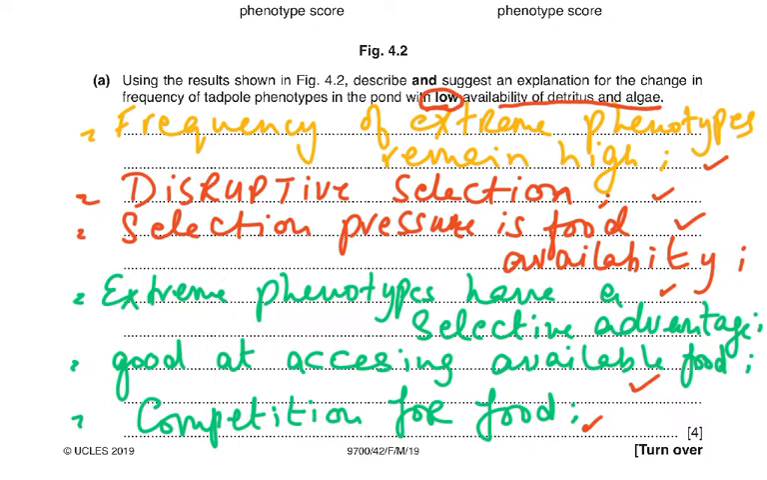So extreme phenotypes have a selective advantage. This is the English that we expect you to write when you're doing these questions. So why were they at an advantage? Because they could eat more of the food, whatever was available. So whatever food was available, the ones who were good at accessing that food or digesting that food or eating that food or finding that food were the winners. And they, of course, increased in numbers, and their population increased because they were at a selective advantage. Now, these are the words that we use: selective advantage. Extreme phenotypes have a selective advantage, and this is called disruptive selection when you have two peaks.